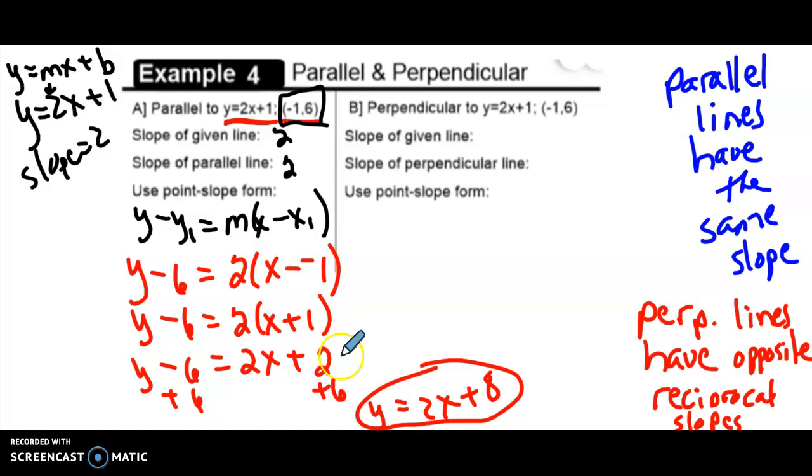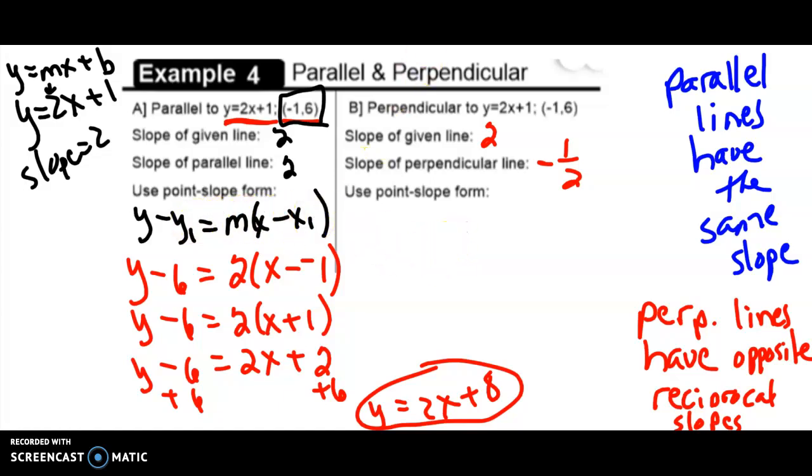Okay? So y equals 2x plus 8 is parallel to y equals 2x plus 1, and it goes through negative 1, 6. Same question, only this time it says perpendicular to y equals 2x plus 1 and going through negative 1, 6. The slope of the given line is still 2, but the slope of the line I want is the opposite. Since this is positive, my slope's going to be negative, and I flip 2. 2 is 2 over 1, so if I flip that, it's 1 over 2.